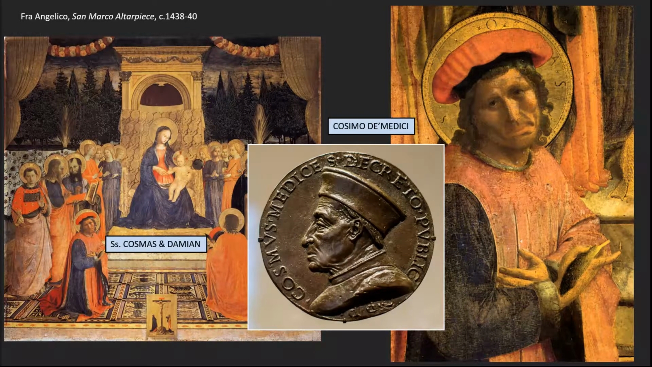Right? So here's Cosimo's portrait. We have a little portrait medallion of him. This is in the National Gallery, actually. This little medallion is about this big. Right? And his portrait appears here.